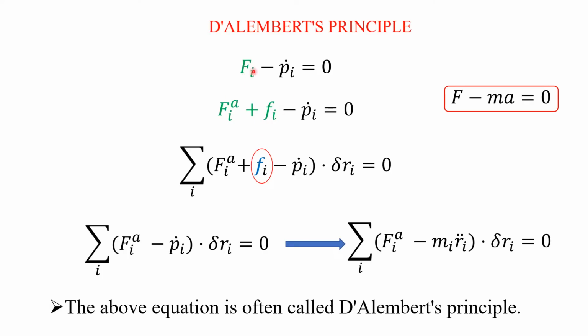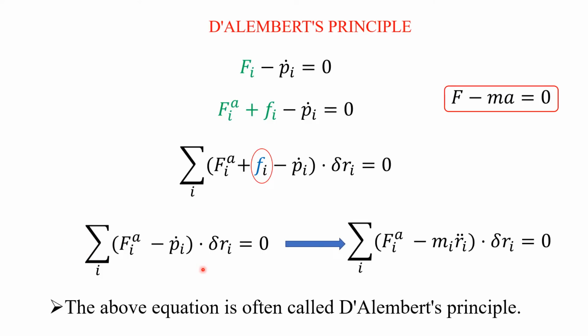Here, as usual, Fi, the force, I am writing in two parts. One is the applied force Fia plus the internal force, or inertial force, small fi. But I have already explained many times that the work done due to the inertial force is zero, so you can eliminate the second term, that is small fi. So as we have seen, summation over i of (Fia minus Pi dot), whole thing dot product delta Ri, is equal to 0. After removing this small f, you will get this expression.